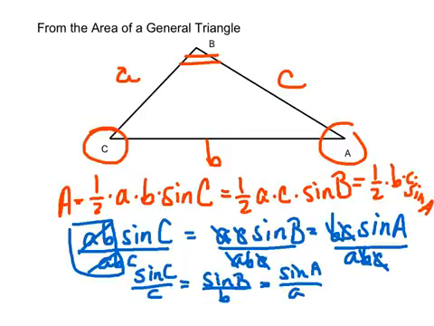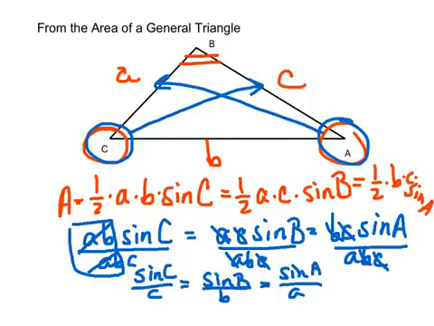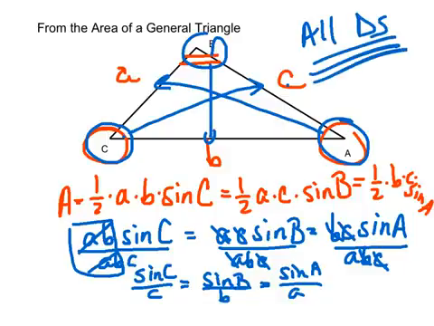The ratio of the sine of the angle to its opposite side is a consistent ratio for all angles and sides within a triangle. Sine of A is to little a as sine C is to C, as sine B is to B. That ratio is fixed, and this is true for all triangles. So SOHCAHTOA I could use for only right triangles, but this law of sines is for all triangles.